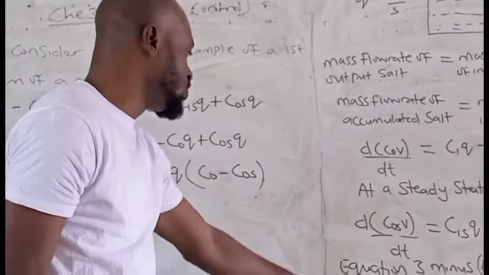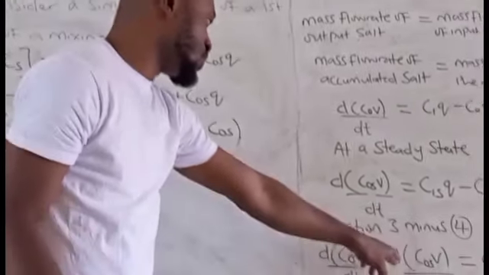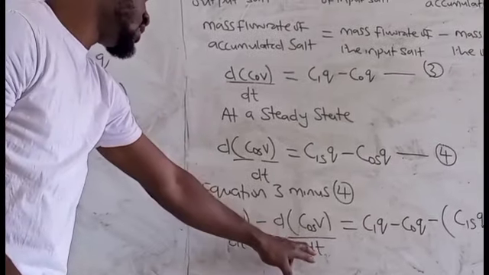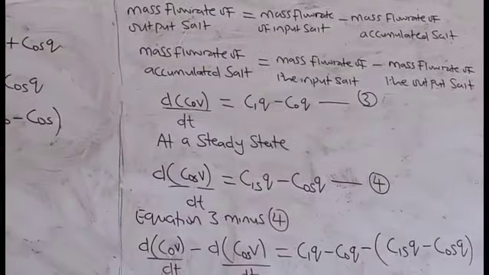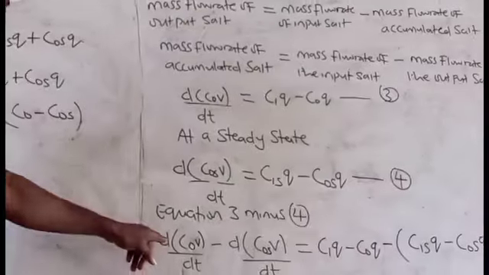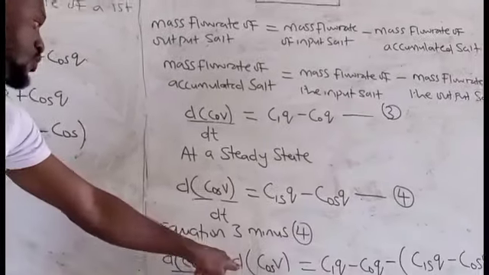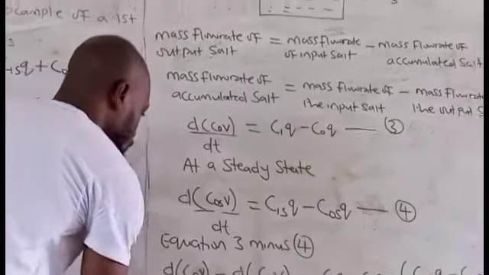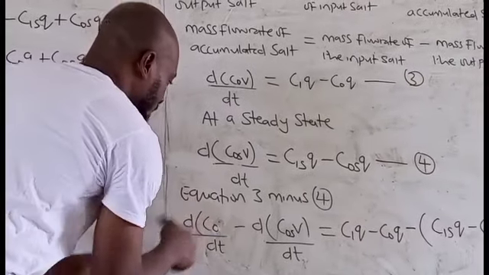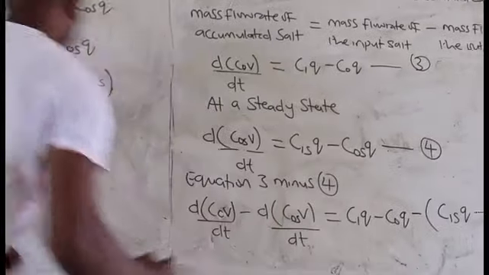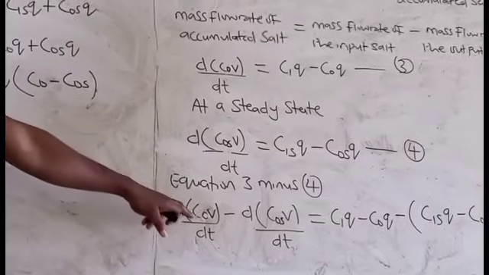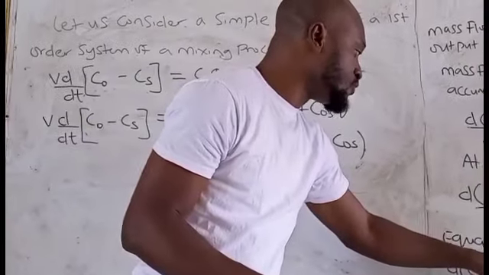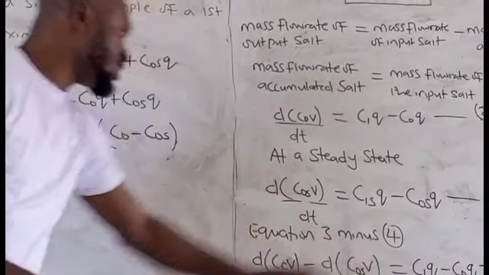Equation 3 now will be d over dt of COV minus d over dt of COSV, because this one now is at steady state. So if you subtract, you're going to get it in this form. Knowing that we have dV over dt here and also here, you factorize. When you factorize, you remove dV over dt here, you have CO here. Coming here, if you remove dV over dt, you're going to have COS.